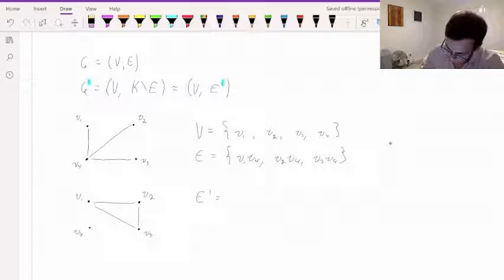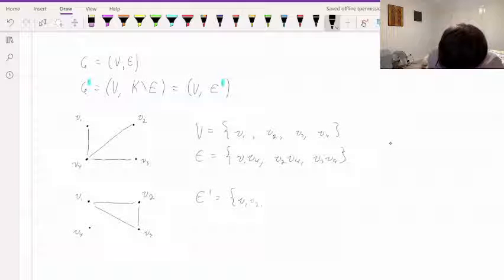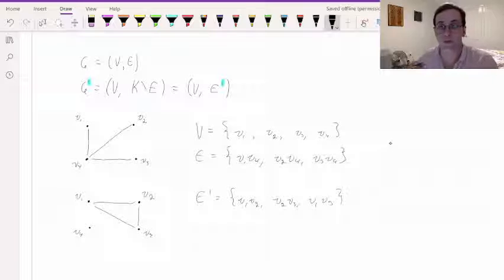That means our new edge set can be written just like this. We have V1 to V2, V2 to V3, and V1 to V3. Remembering that we are dealing with simple graphs, so the edges are unordered tuples, and we can change the order as we please, and the edge stays the same. Now, let's move on to another example.